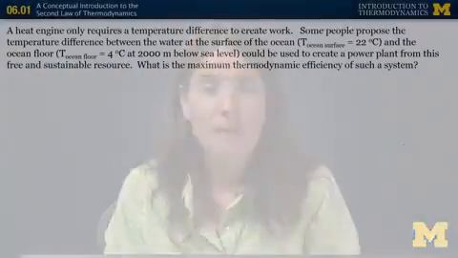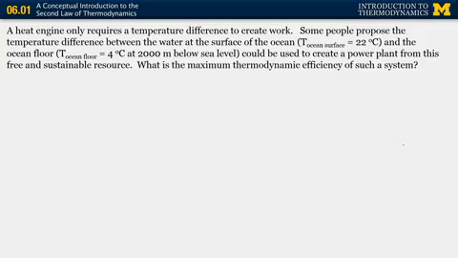Some people propose that the temperature difference between the water at the surface of the ocean, which is about 22 degrees Celsius, and the temperature at the ocean floor, which is about 4 degrees Celsius if you're about 2,000 meters below sea level, that temperature difference from the top of the ocean to the bottom of the ocean could be used to create a power plant from this free and sustainable resource. So, what is the maximum thermodynamic efficiency of such a system? You're completely empowered to answer this question. The answer is, of course, the Carnot efficiency defined by those two limiting temperatures.